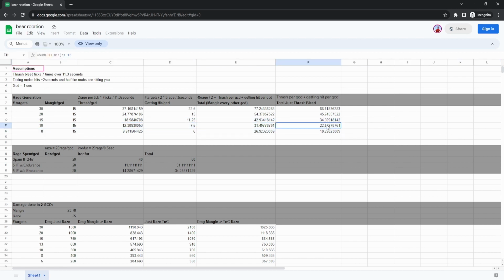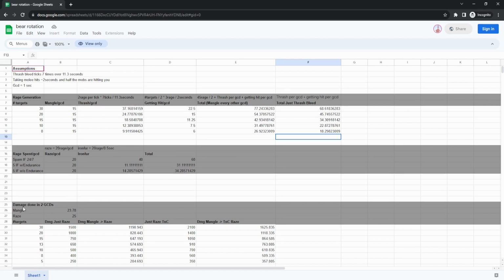10 target scenario, you will not be rage capped. But again, I'm not taking into consideration things like Gory Fur if you're playing, or if you're playing After the Wildfire, I'm not taking into account the rage saved when you have Tooth and Claw procs, things like that. Also, if you have to press Frenzied Regeneration, that's a GCD not spent generating rage or spending rage, or I guess you are spending rage, but it's less compared to what you would spend on Raze. Frenzied Regeneration is only 10 rage.